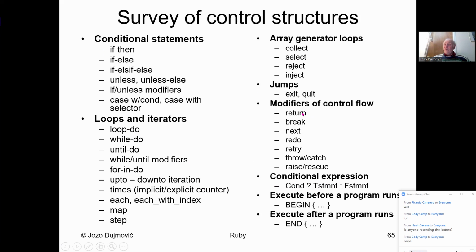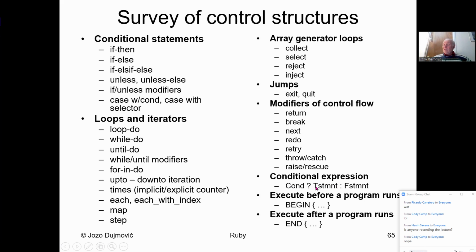Modifiers of control flow: return, break, next, redo, retry, throw, catch, and raise, rescue. All these are modifiers of control flow. This is the richest combination of them. Of course, break and next you have in procedural languages. This is break in C, or continue in the loop. But you don't have redo, you don't have retry, and all these other things: throw, catch, raise, rescue.